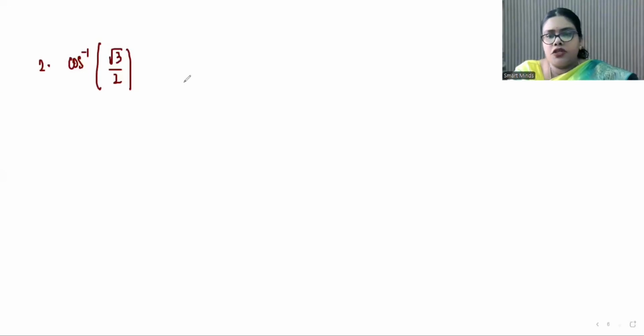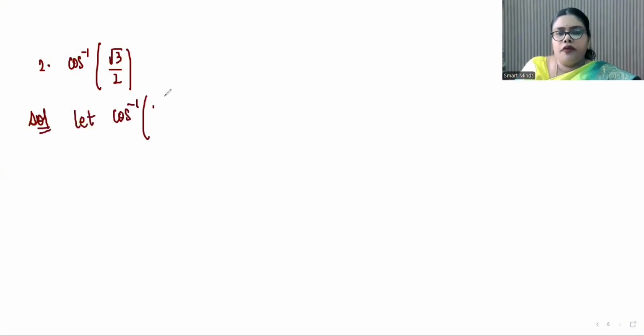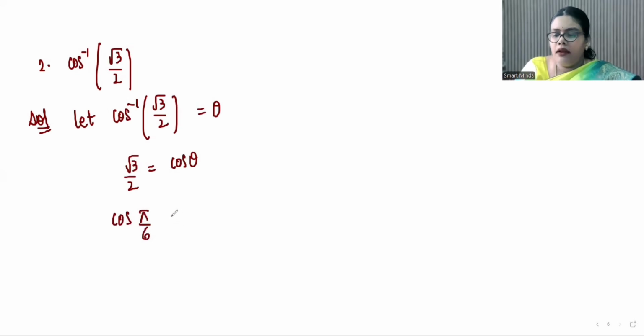Take the next question, cos inverse of root 3 by 2. So let's say cos inverse of root 3 by 2 equals theta. So root 3 by 2 can be written as cos theta. Now when is cos theta root 3 by 2? At cos 30, and 30 can be written as pi by 6 in radian form. So cos pi by 6 equals cos theta.